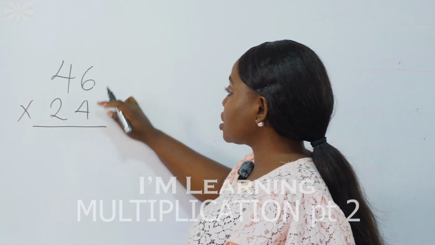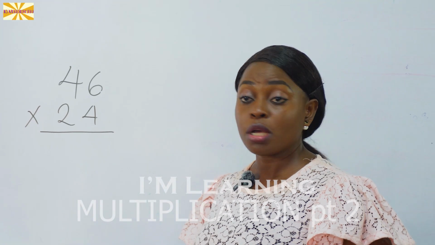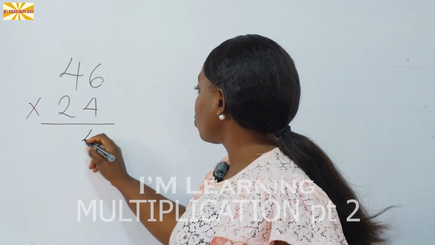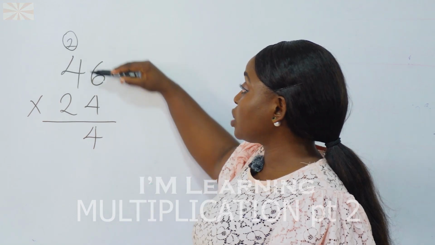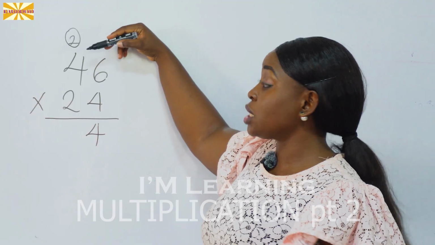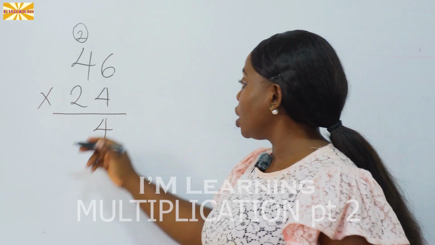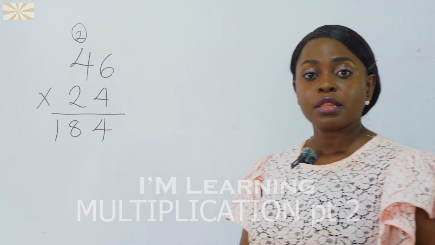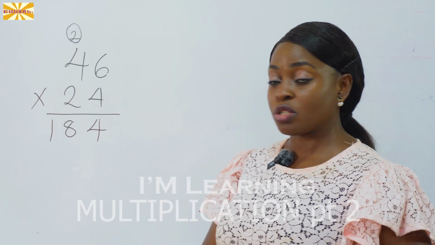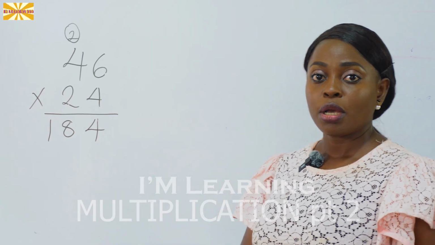First thing that we're going to do is 6 times 4, and 6 times 4 is 24. So we write our 4 and we carry 2. Then we do 4 times 4. 4 times 4 is 16. 16 plus 2 is 18. The next number we're going to be using to multiply the top is 2.